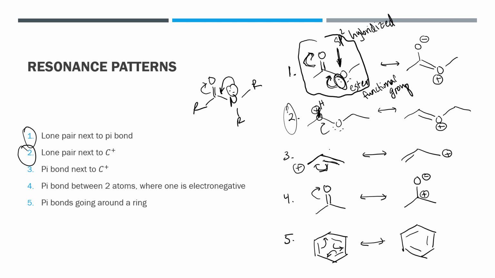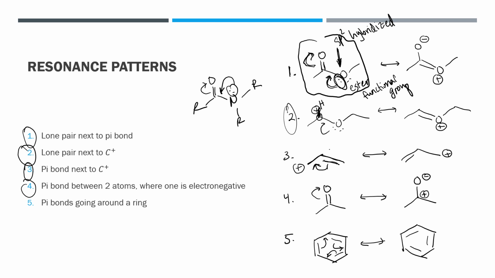We can move this pi bond over to the left, and notice that we're taking electron density away from this right carbon, and we're giving it to the left carbon. So our right carbon is going to end up with a positive charge. Our left carbon is now going to be neutral, which is what we see in this image, right? Now let's look at number 4.